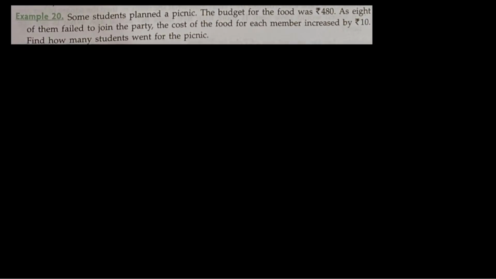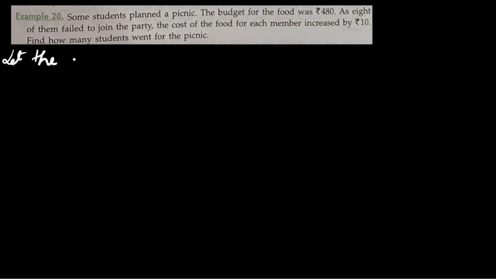So let's start. What is given to us? Some students planned a picnic. The budget for the food was rupees 480. As 8 of them failed to join the party, the cost of the food for each member increased by 10. So find how many students went for the picnic. Like I have told you, whatever we have to find, first of all we'll assume as x. Here we have to find the number of students who went for the picnic, so I'll assume that only.